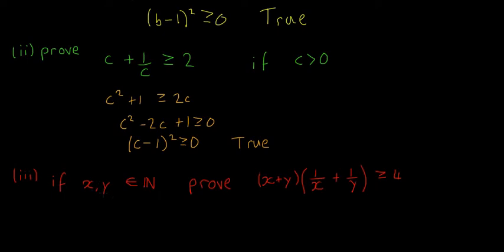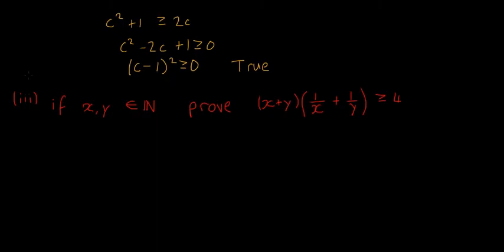So we can multiply by x or y or any combination of those two, and we won't have to change the direction of this inequality sign. So that's a useful thing to know. We will start this problem by multiplying this bracket out here. So again, if we have x plus y multiplied by 1 over x plus 1 over y greater than or equal to 4.